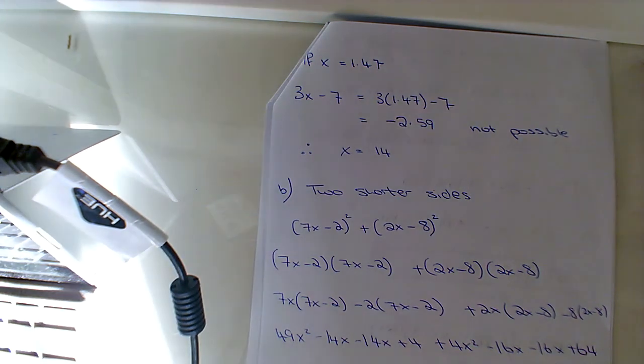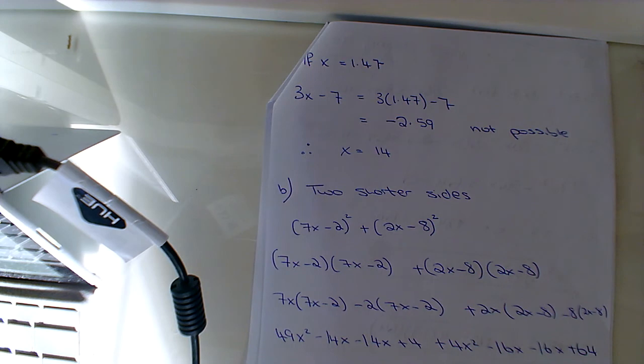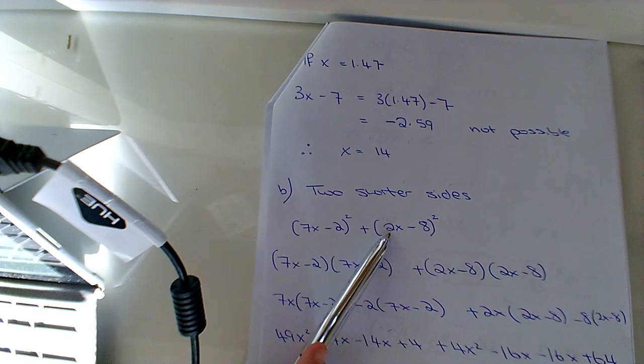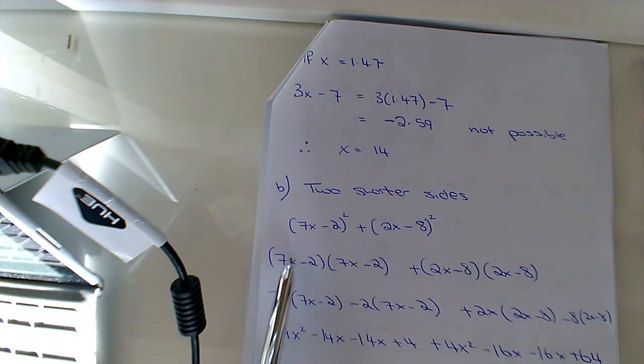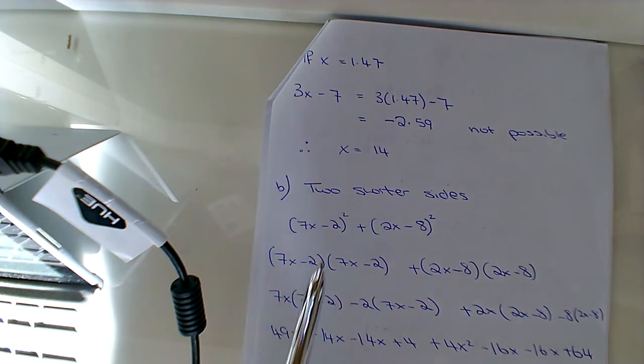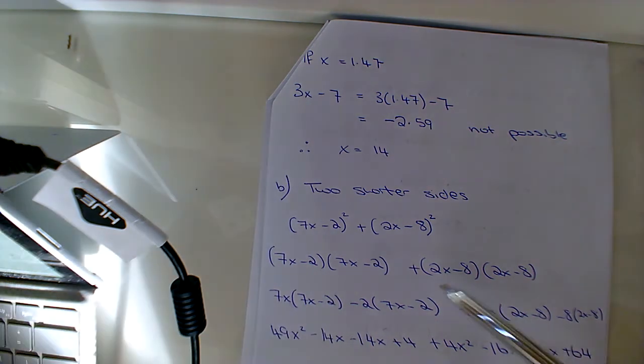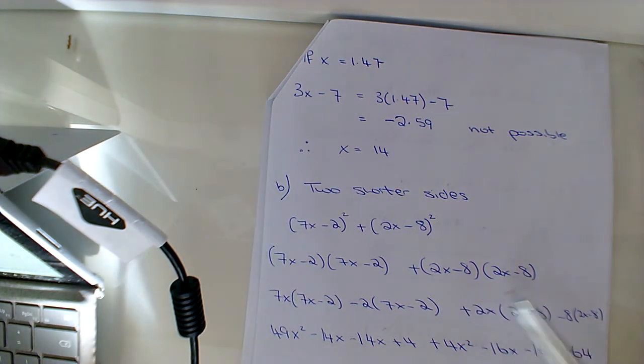Part B says Abdul draws another right angle triangle, but this time he thinks he's made an error in his diagram. Explain why he thinks he's made an error. Okay, so I got the two shorter sides, which are my 7x minus 2 and my 2x minus 8. Once again, I'm dealing with a right angle triangle, so I'm going to use Pythagoras' theorem. So I have (7x minus 2) squared plus (2x minus 8) squared. Something squared means it's multiplied by itself, so I'll have (7x minus 2)(7x minus 2) plus (2x minus 8)(2x minus 8).